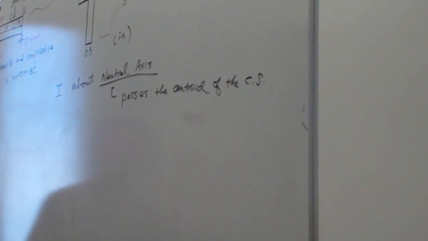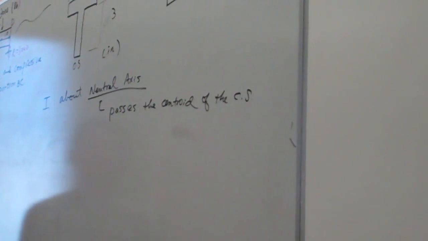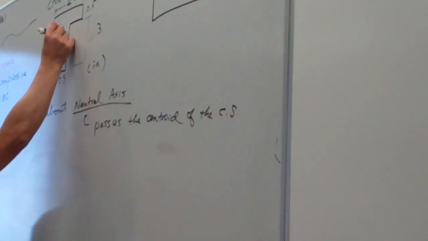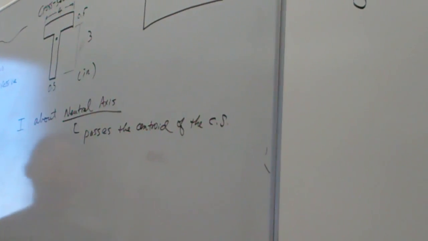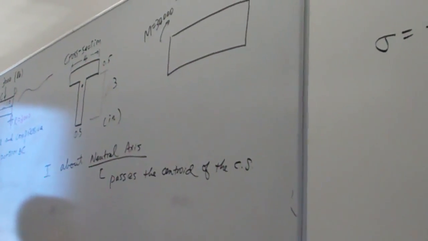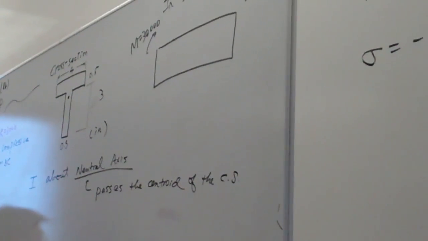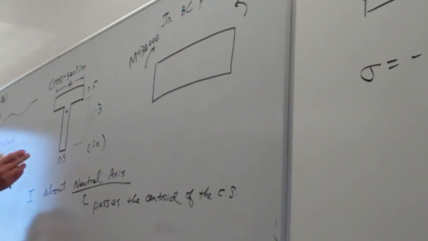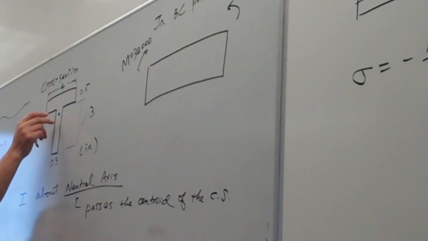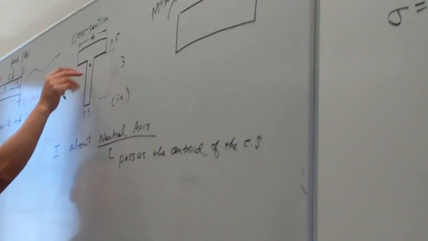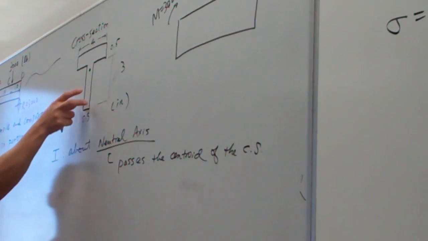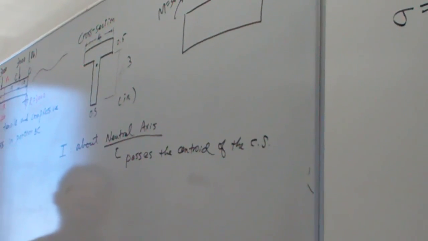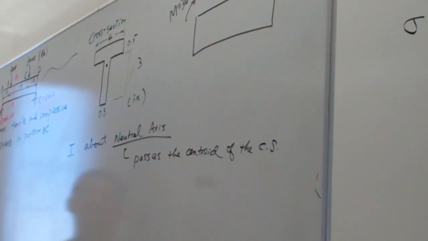So what we have to determine first is the location of the centroid. And for the centroid, you should have some common sense. For this case, it must be located higher, not at the center. It should be higher from the bottom because the bottom is thinner. And so from here, we have to determine this.